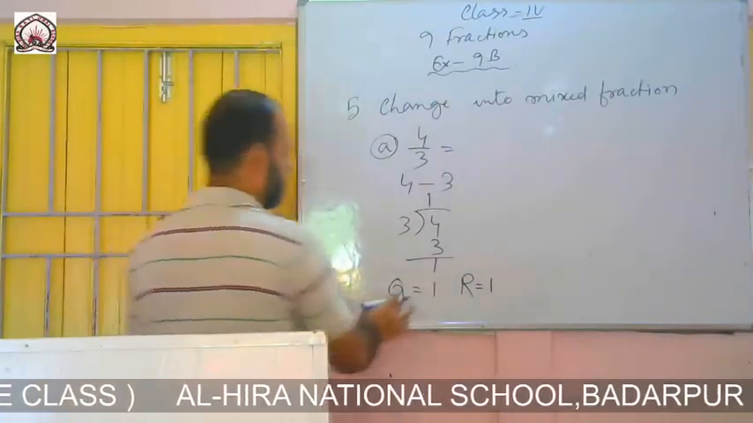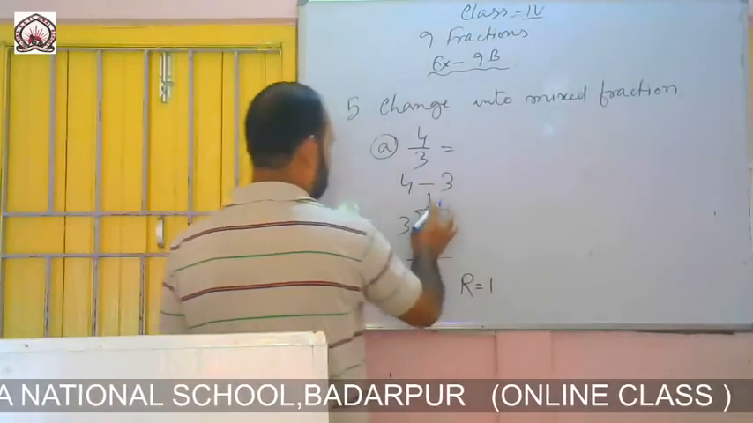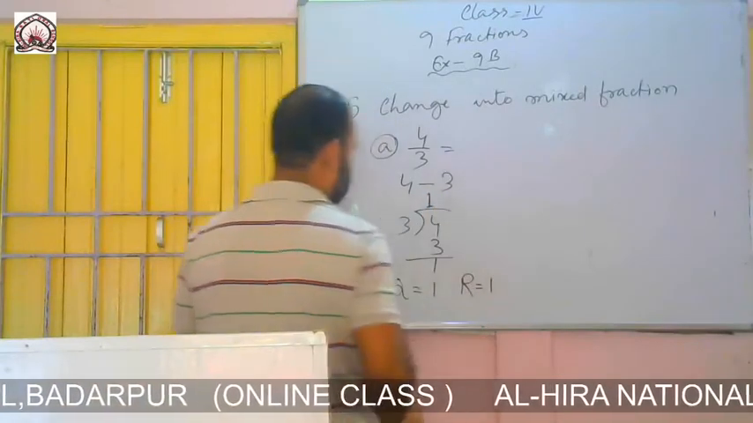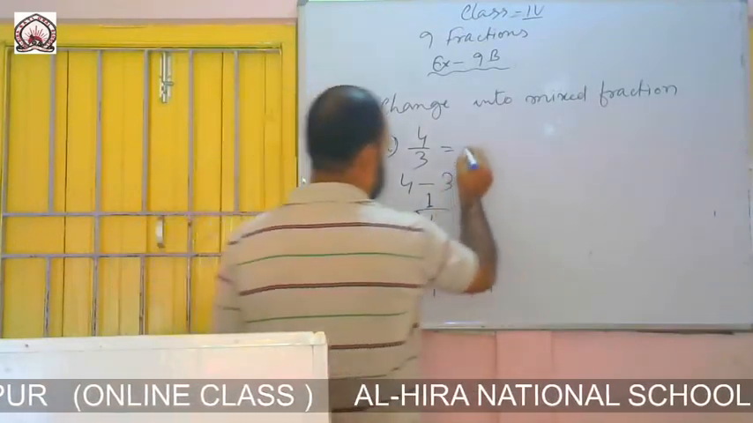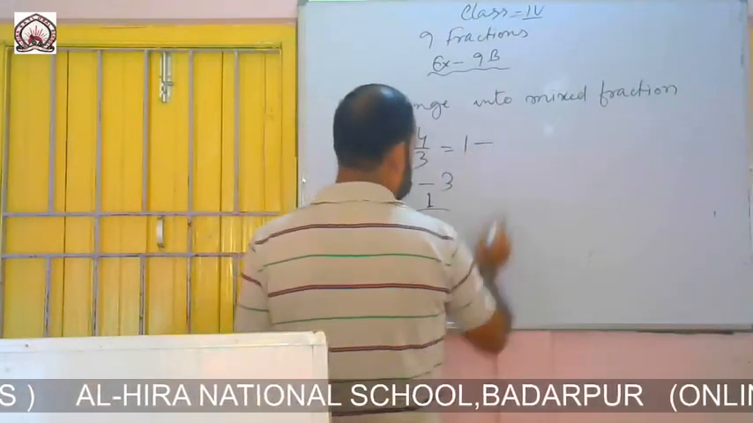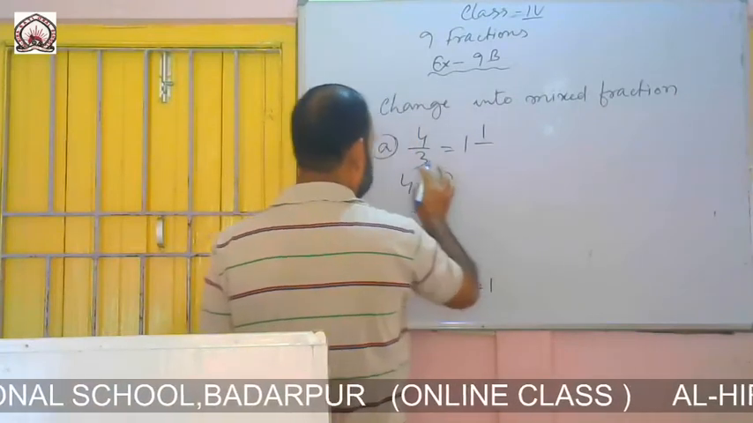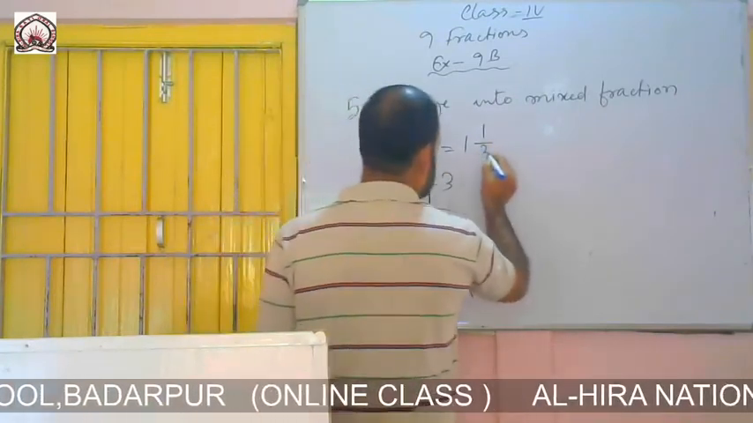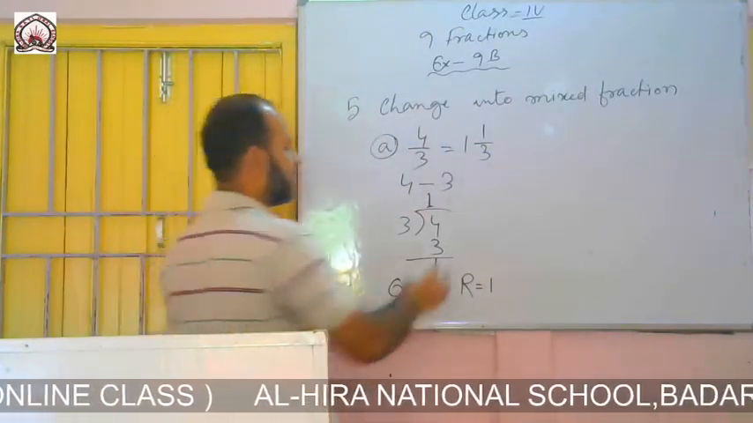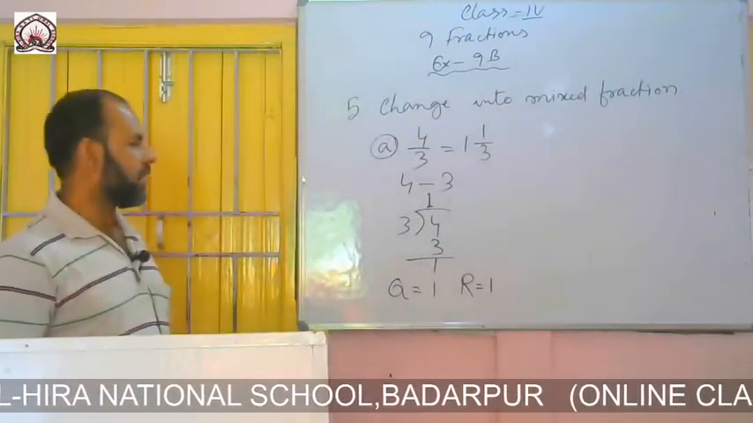So the result of division, or quotient, is 1, which is the whole number, and the remainder becomes the numerator, and the denominator remains the same. So the mixed fraction is 1 1 by 3.